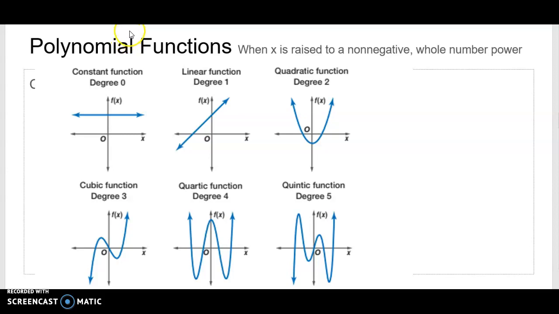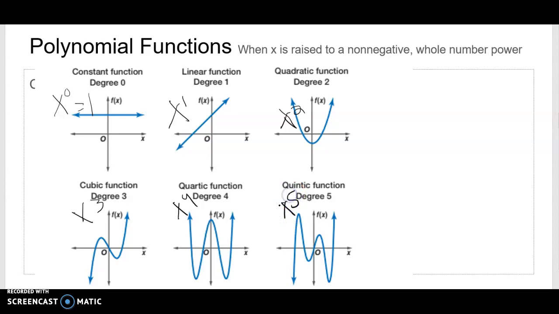Now that we've talked about what a basic function is, we're going to talk about how to identify polynomial functions. It's when the x is raised to a non-negative whole number power. Here this would be like x to the 0, which would just be a 1 or a constant. Linear function would be x to the first. Quadratic would be x squared, x to the third, x to the fourth, x to the fifth.